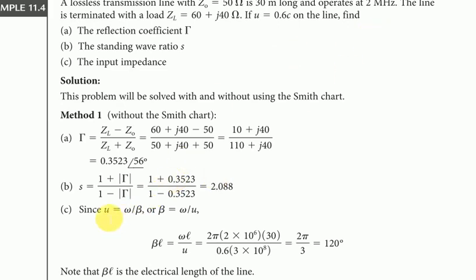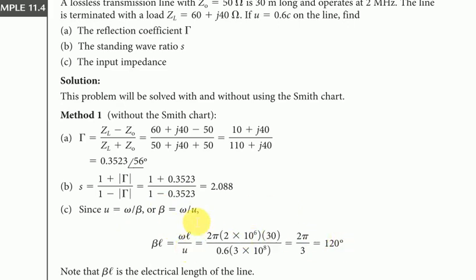Okay, what is phase velocity Vp? It is also given to you 0.6 times c, where c is 3 into 10 to power 8. So you can calculate the value of beta. So beta calculate करोगे आपको निकल कर आएगा 120 डिग्री. Sorry, you can calculate the value of beta.